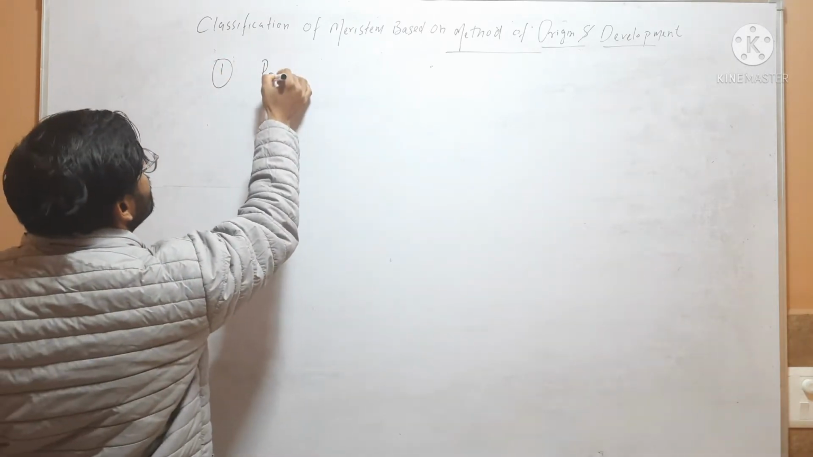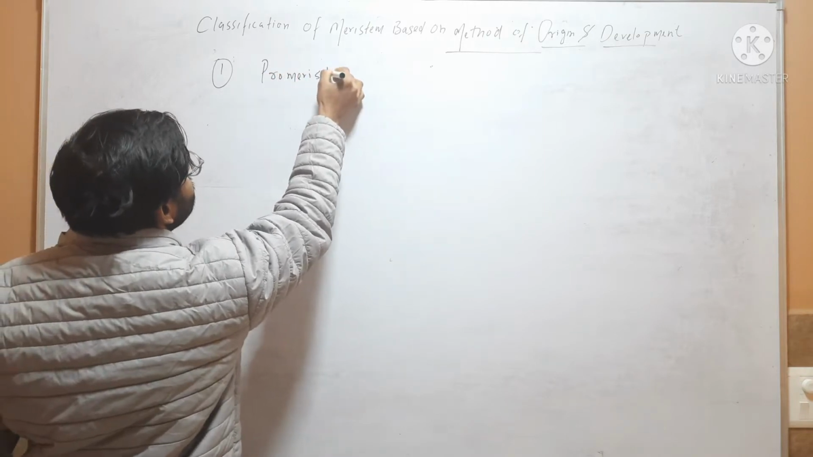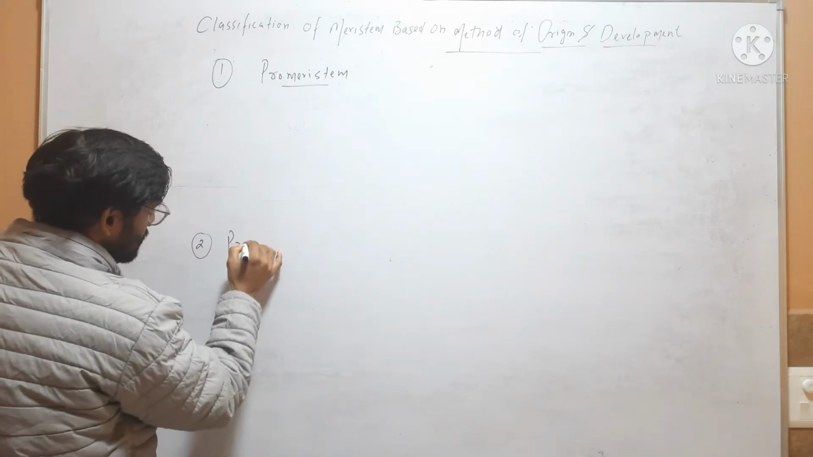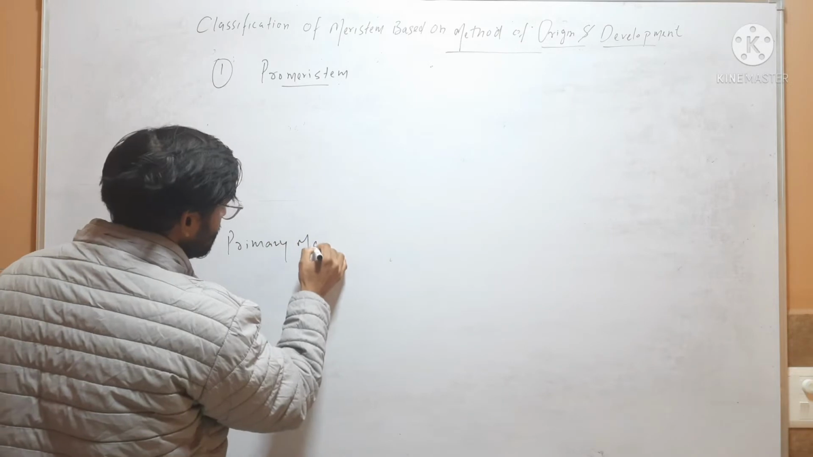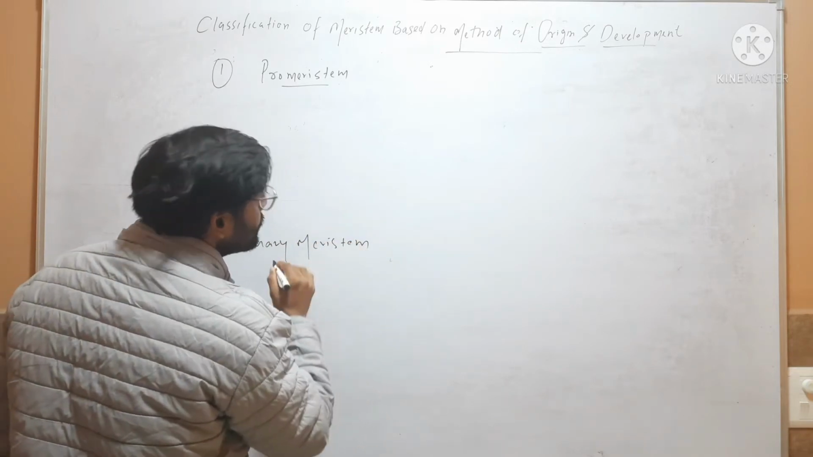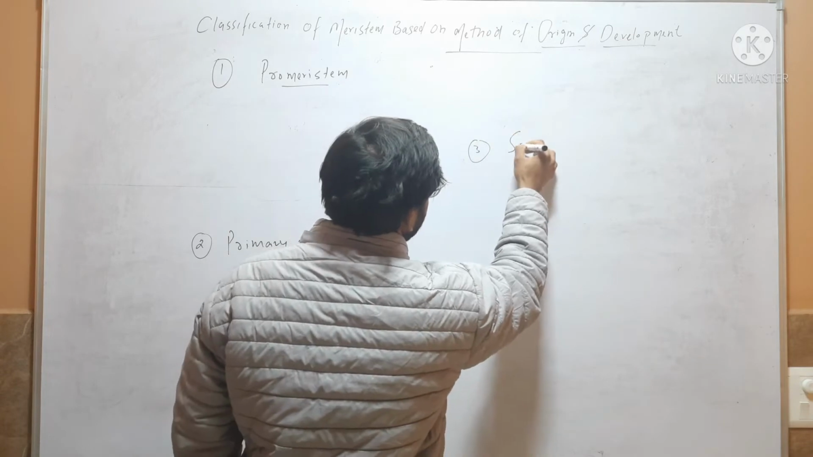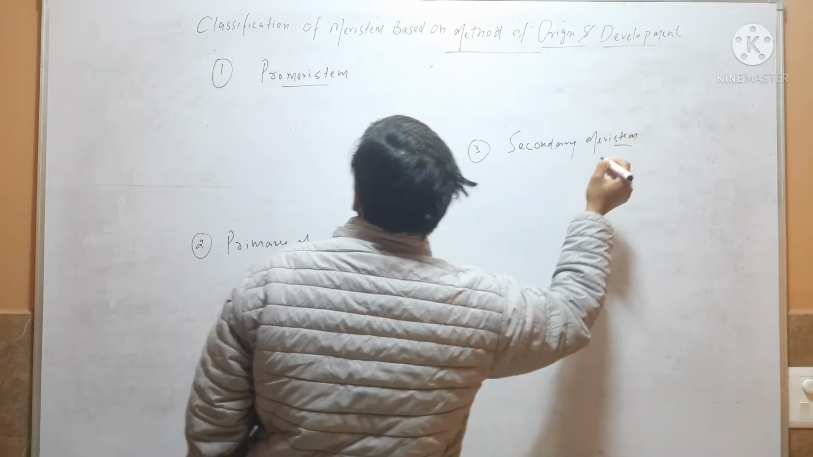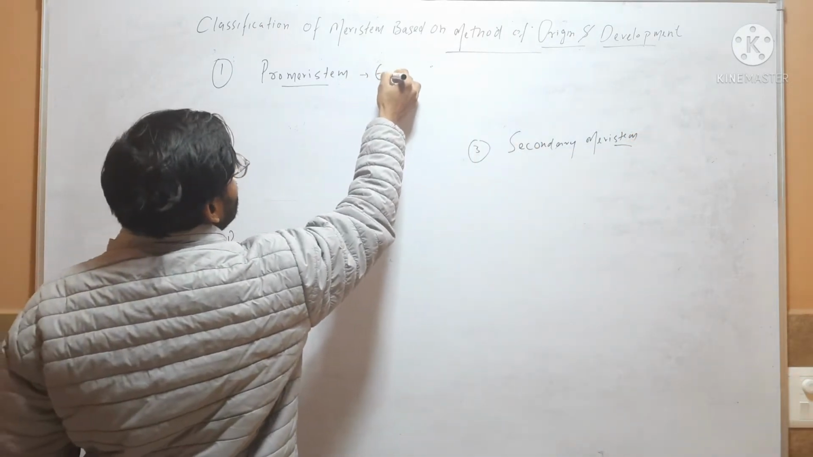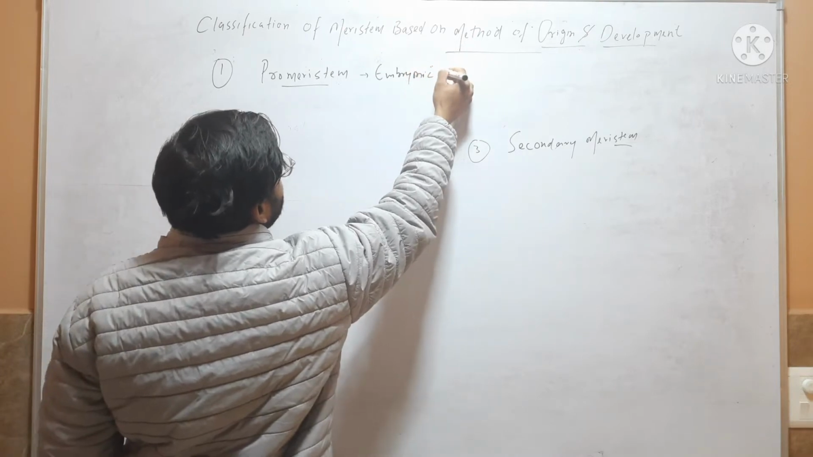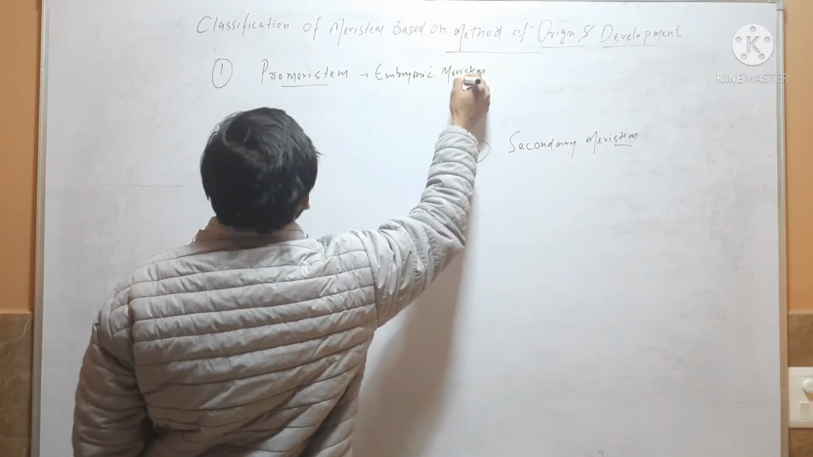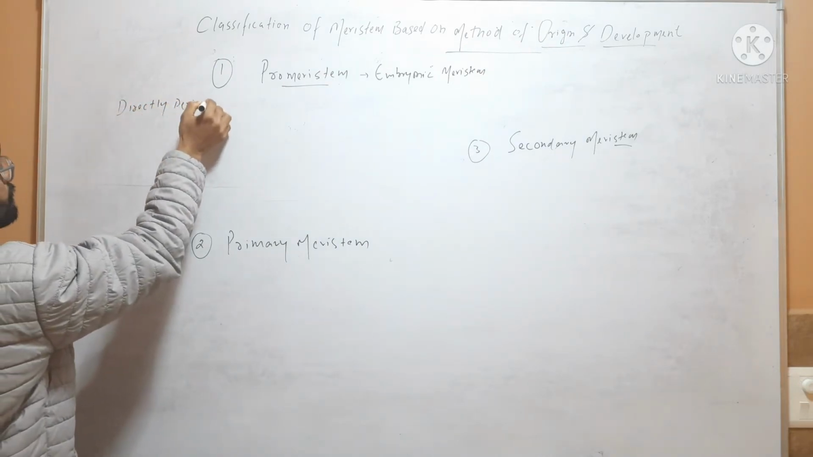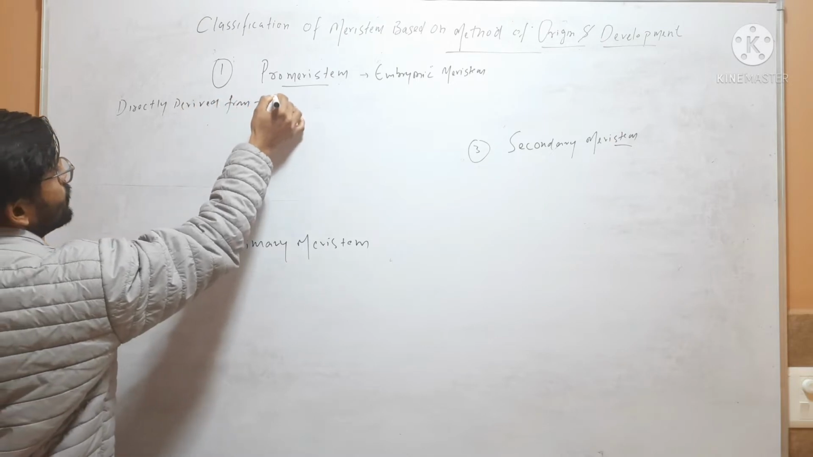First is promeristem, second is primary meristem, and the third one is secondary meristem. So promeristem is also called embryonic meristem because it is directly derived from embryo.